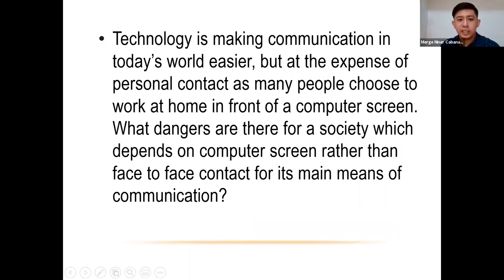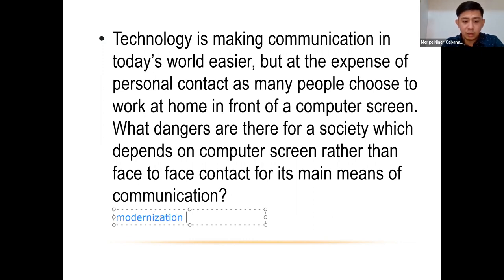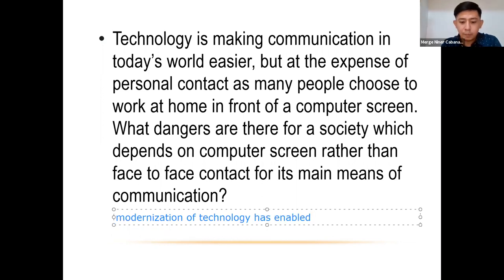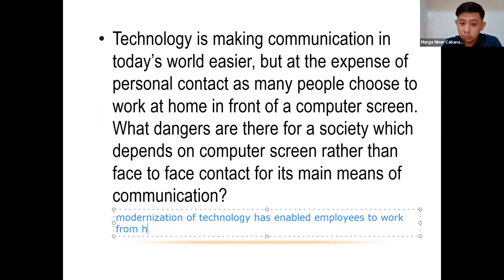So we have the technology is making communication in today's world easier. Okay, but at the expense of personal contact, as many people choose to work at home in front of a computer screen. So you can claim something like modernization of technology has enabled employees to work from home for a variety of reasons.